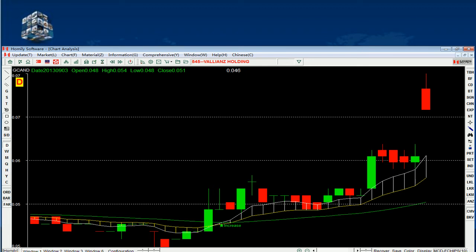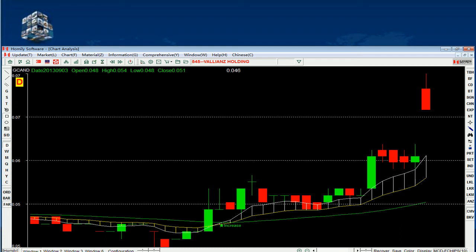So what does that mean? If you see a big bullish candlestick, an upward cross, an upward breakthrough of the K line, the yellow and the white line, and the yellow and white line is up, then here is the buy point. This is the first buy point, not the increase one, okay? So here is the first buy point.